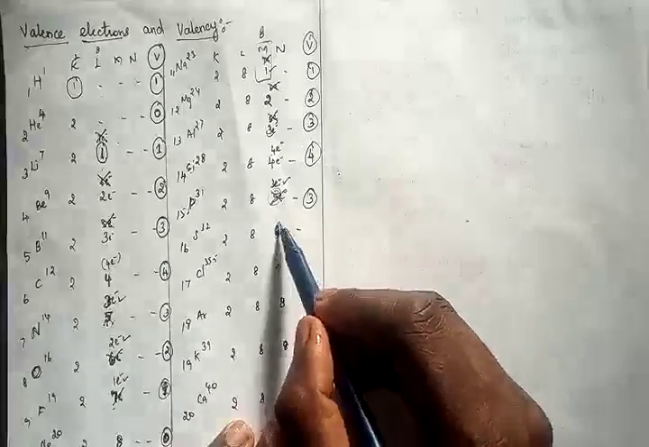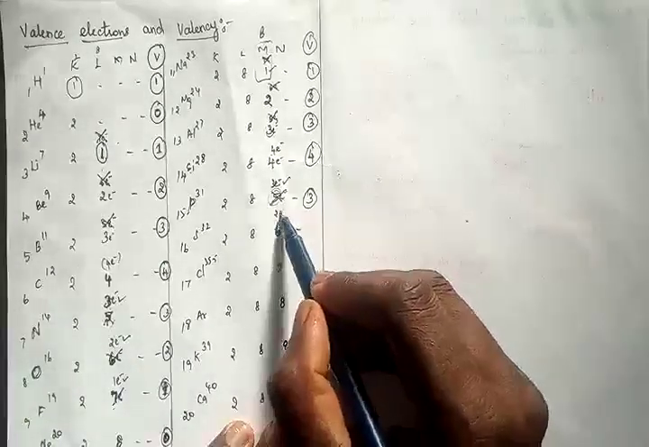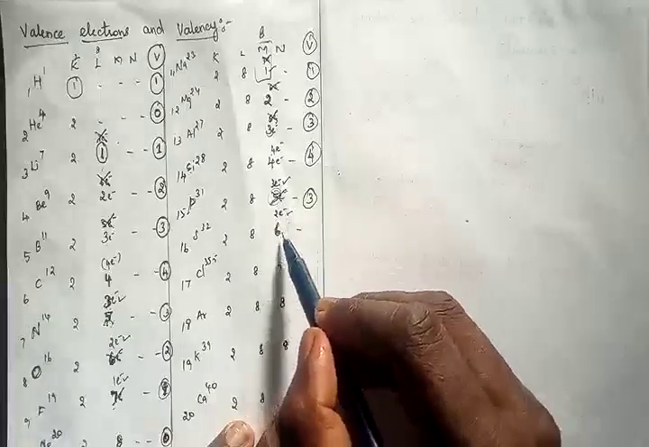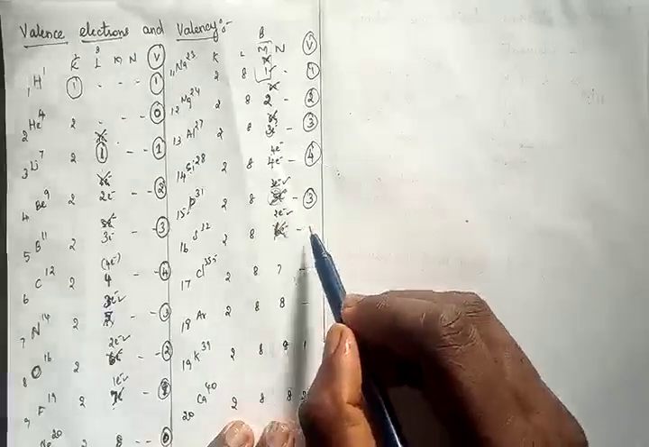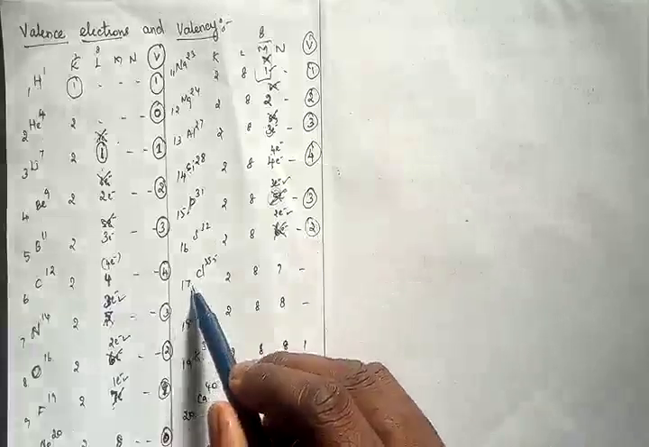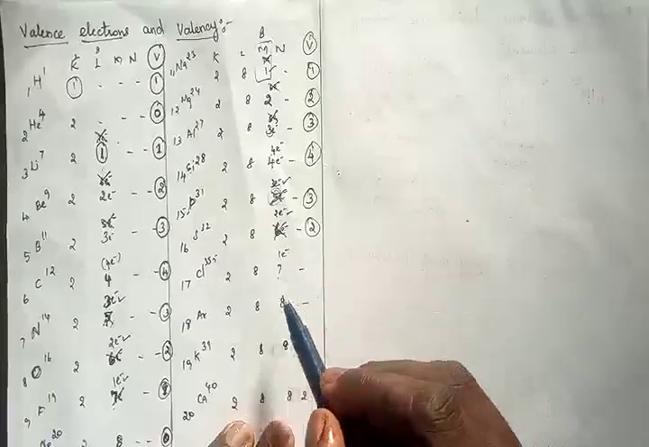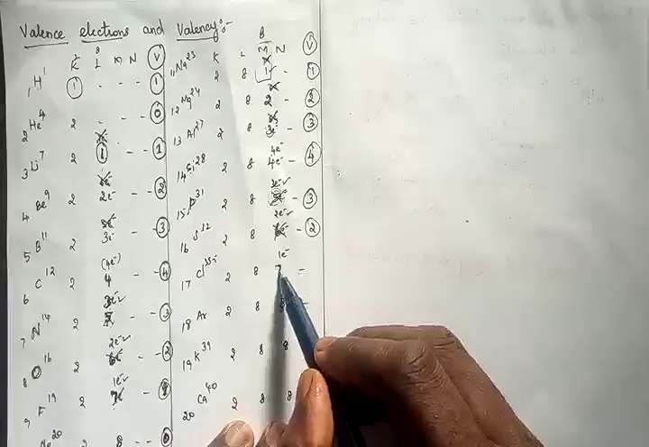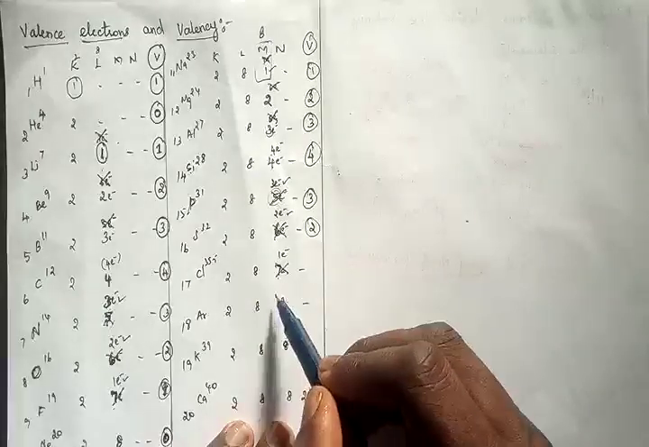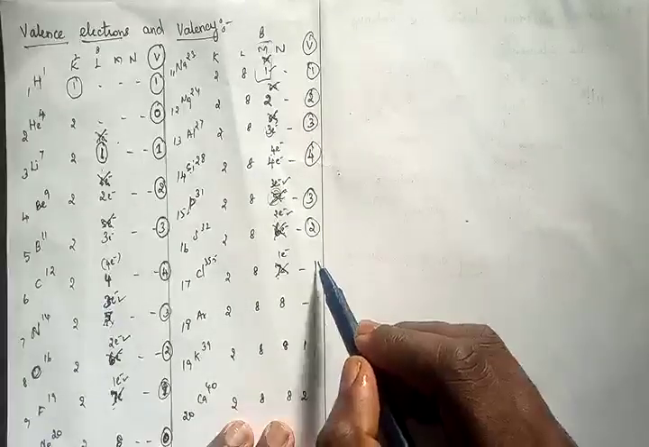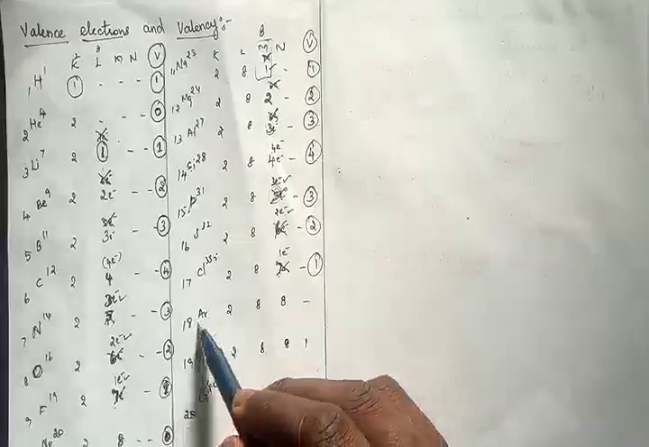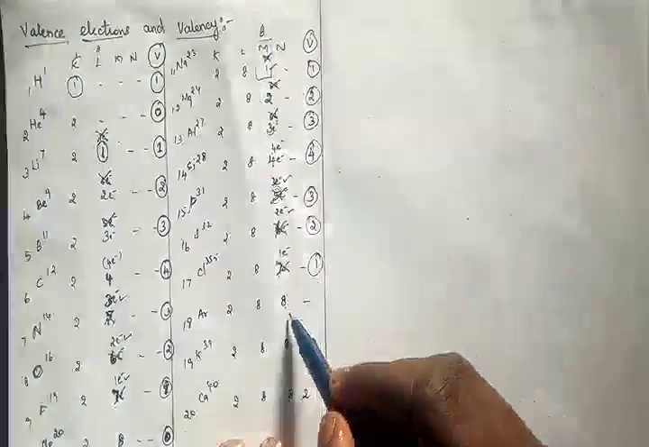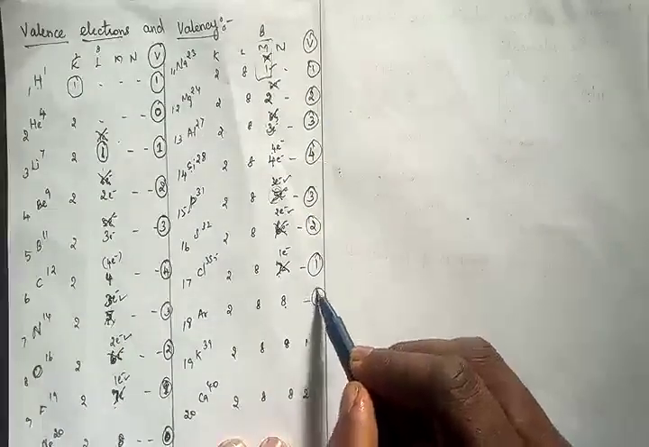Now come to the next one, sulfur. Sulfur has 6 electrons in the last shell. So it can gain 2 electrons. It is an easy process compared to losing 6 electrons. So 2 is the valency for this. Similarly for chlorine, gaining 1 electron is easy compared to losing 7 electrons. So only one electron will be gained, so the valency is 1. Argon, similarly, has reached the maximum capacity, so the valency is 0.